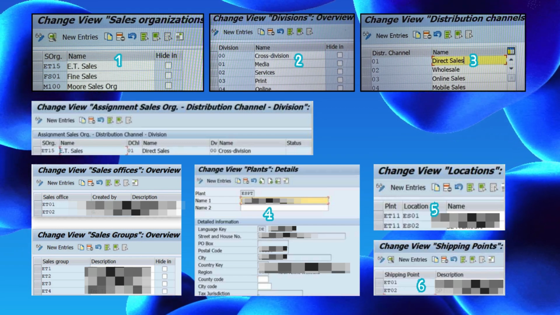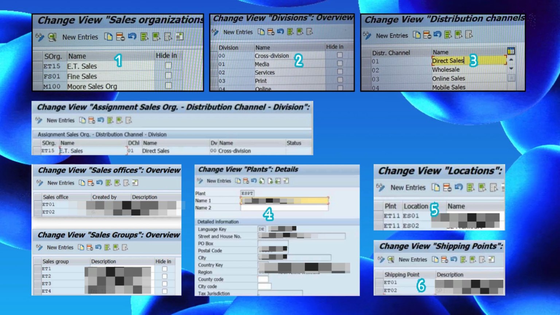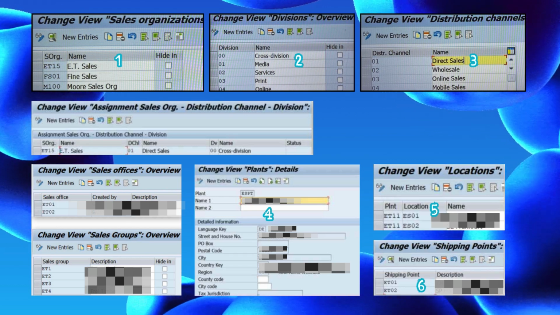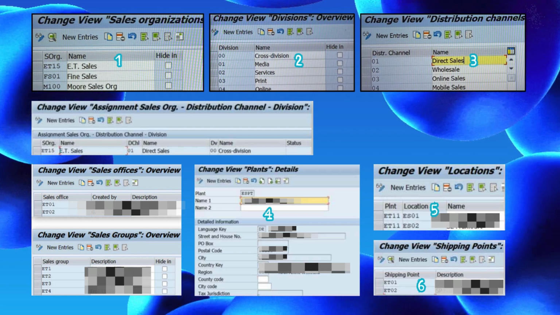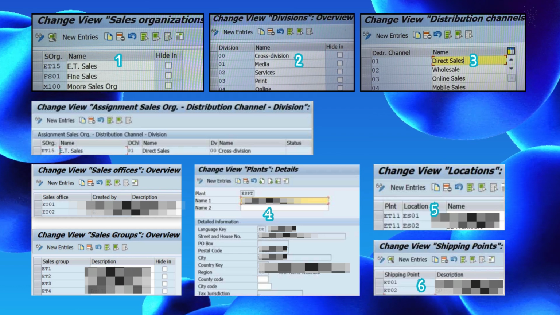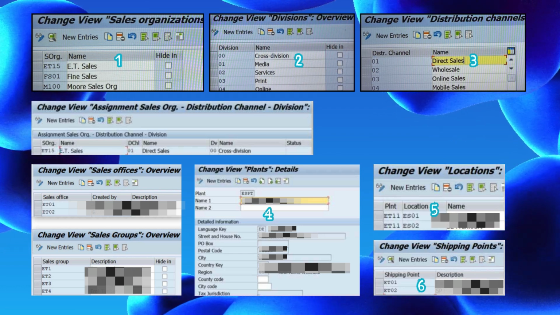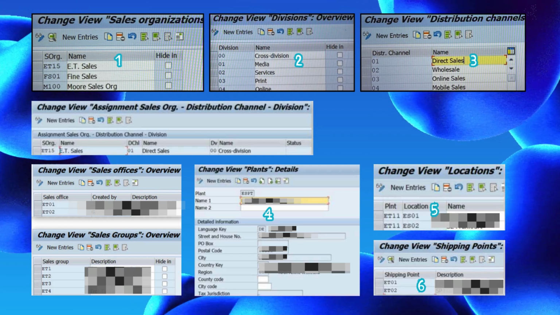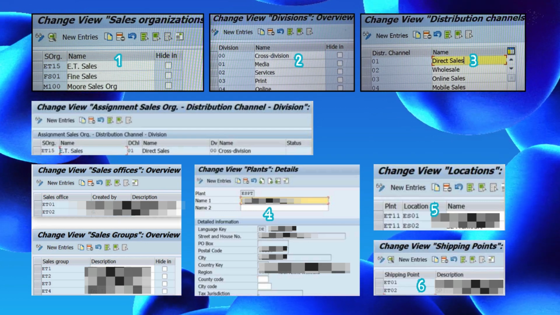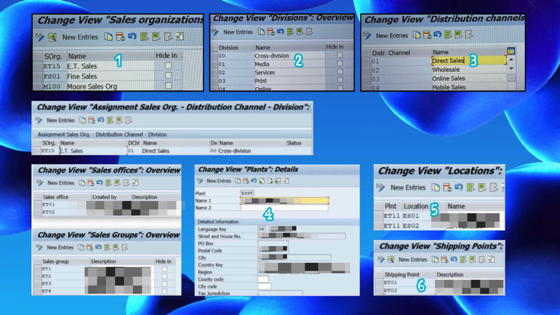Using the organizational units Sales Office and Sales Group, however, is optional. These units can be used to map the internal organization in sales. Various sales-related geographical locations of an organization can be maintained as sales offices and represent a branch office or sales territory. Sales offices are assigned to one or more sales areas.